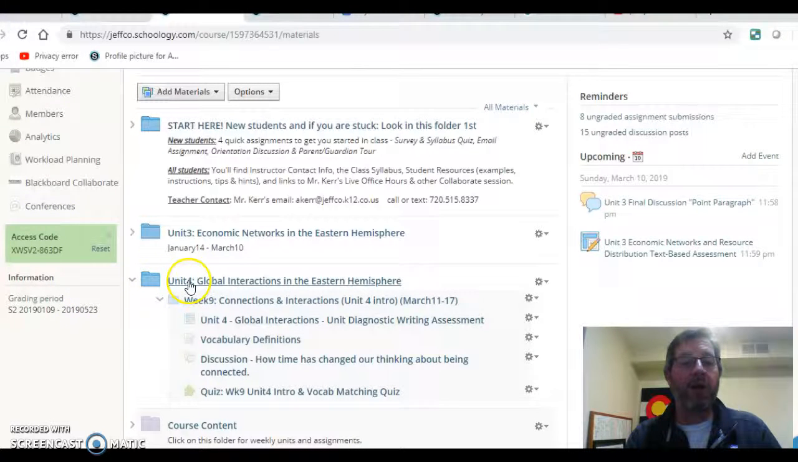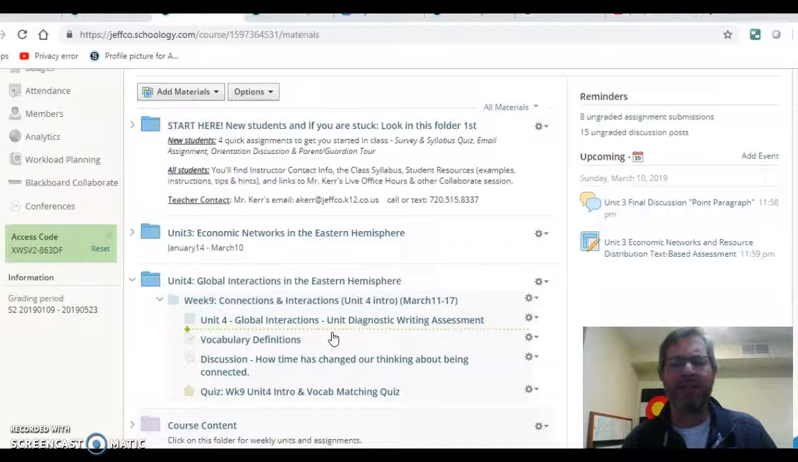Okay, you're going to go into Unit 4, Global Interactions in the Eastern Hemisphere. Week 9 is our only week in here so far. We have a writing diagnostic, so open that up, take a look at it. Do the best writing you can. About one good solid paragraph is good. It doesn't need to be much more than that, but definitely not less than that. If you want to write more than that, that's fine. But at the very least, one good solid paragraph.